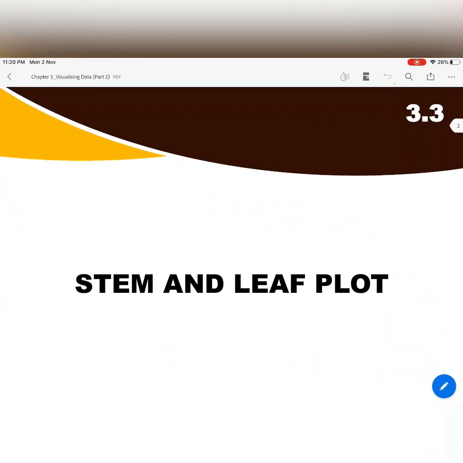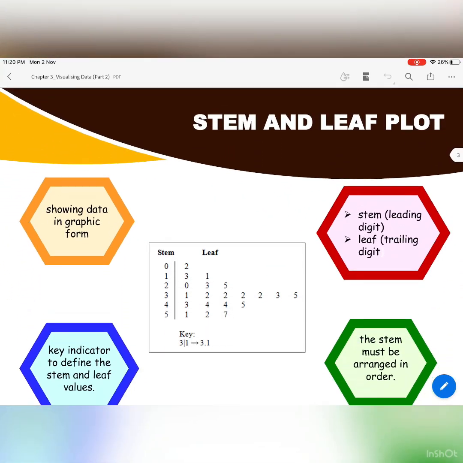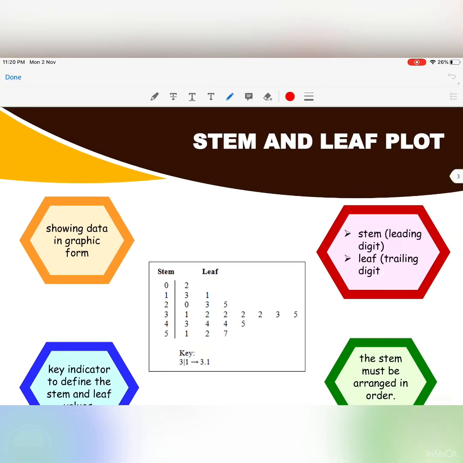So we go to 3.3, Stem and Leaf Plot. What is a stem and leaf plot? A stem and leaf plot shows data in graphic form. Here we have two parts: the first one is the stem, the second one is the leaf. The stem is the leading digit while the leaf is the trailing digit.